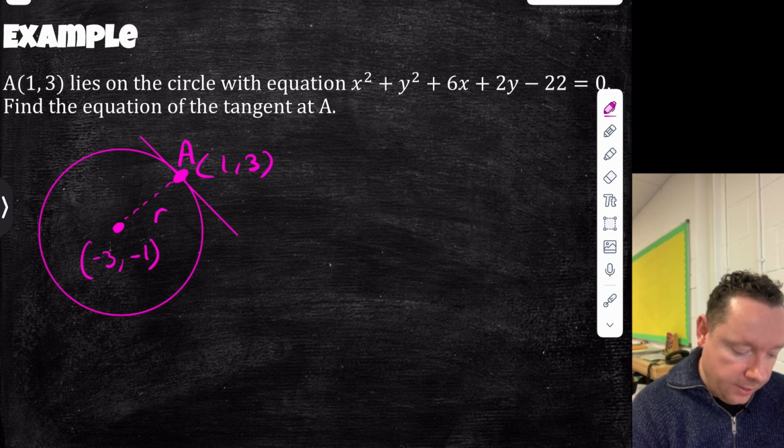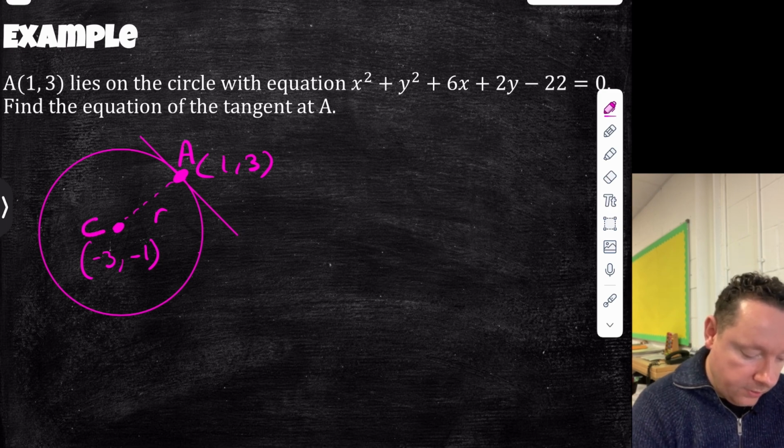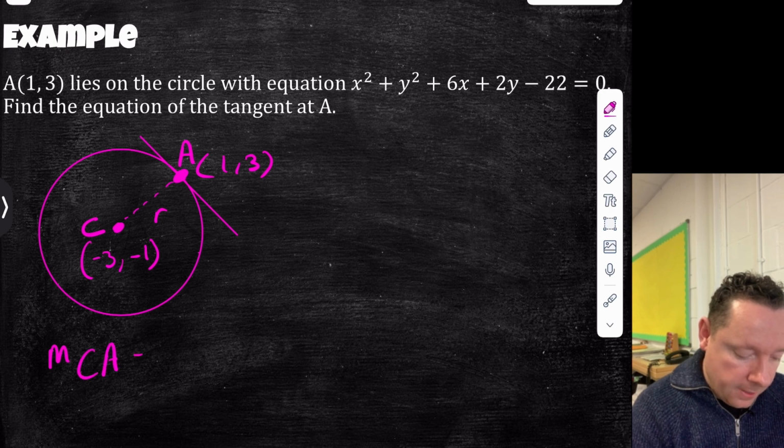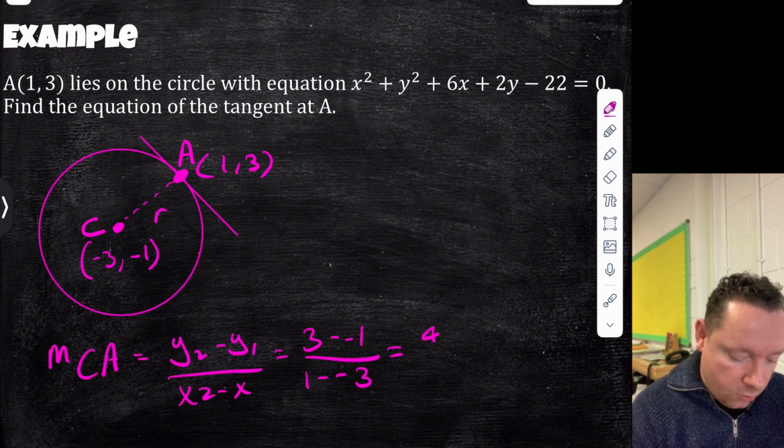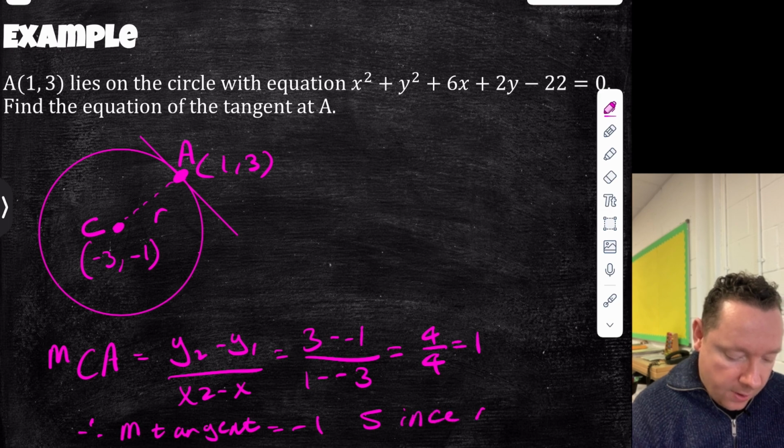So we can find the gradient between the centre and A. y2 minus y1 over x2 minus x1. So that's 3 minus minus 1 over 1 minus minus 3. That's 4 over 4, which is 1. Therefore, the gradient of the tangent is equal to minus 1, since m1 times m2 equals minus 1.